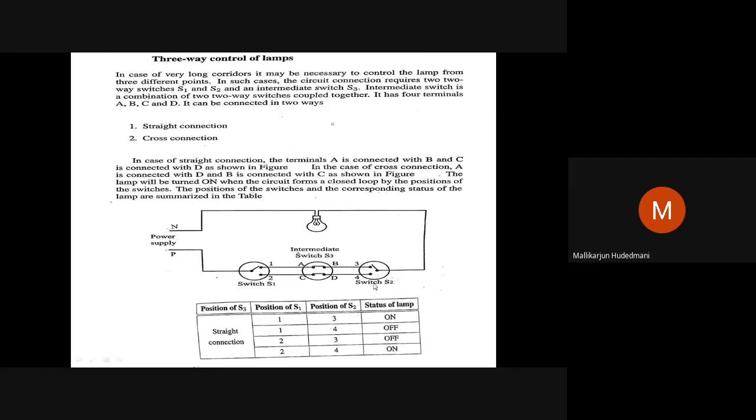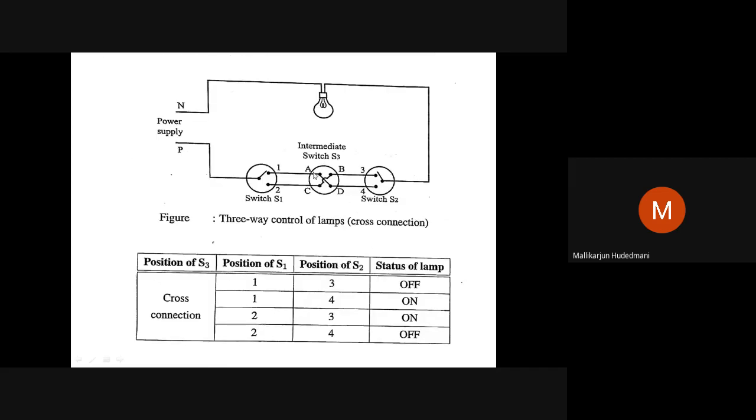Only 3 contacts. But this switch has special connections. That is called 4 contact. Once the switch is up or down, up means straight, if I imagine. Down means crisscross. A to B connection, C to D connection one time. That's called straight connection. Another is called cross connection. What is the cross connection? Can you see here? Cross means A to D connection, B to C connection, crisscrossing. So this is called cross contact.